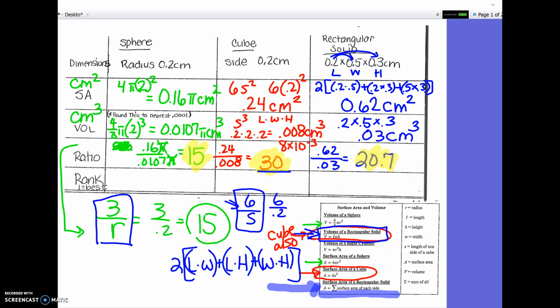All right, now I'm going to rank them. So the highest is the best. So this would be my best cell. This would be my second best. This would be my third. All right, so there's a walkthrough of how to do surface area to volume ratios and how to determine which cell would be the most efficient.